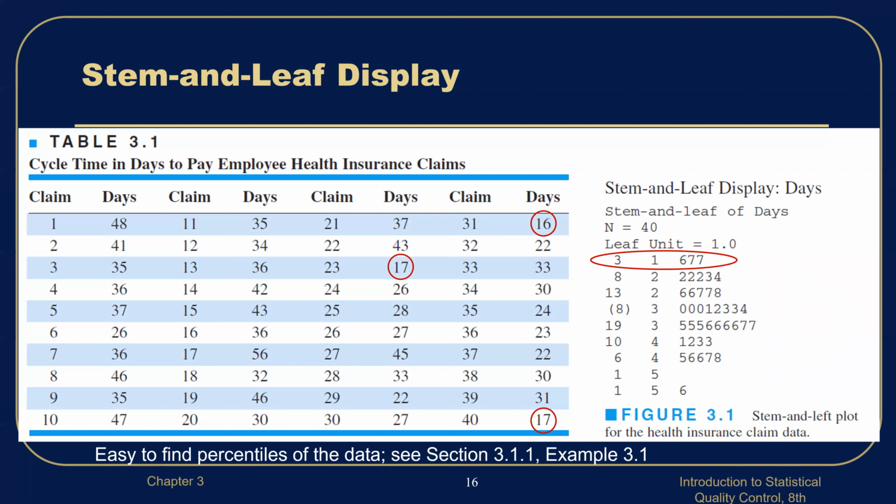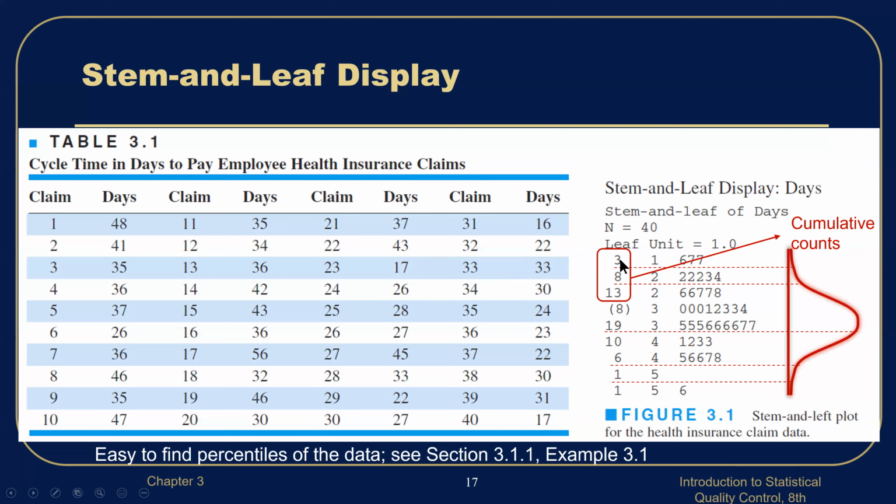Then we count how many observations are in each bin and write the cumulated number to the left of each row. There are 3 observations in the first bin, 16, 17, and 17. So we write 3 here. In the second bin, there are 5 observations, 22, 22, 22, 23, and 24. So the cumulated number is 3 plus 5, which is 8. So we write 8 here, and so on and so forth until one line above the middle range.